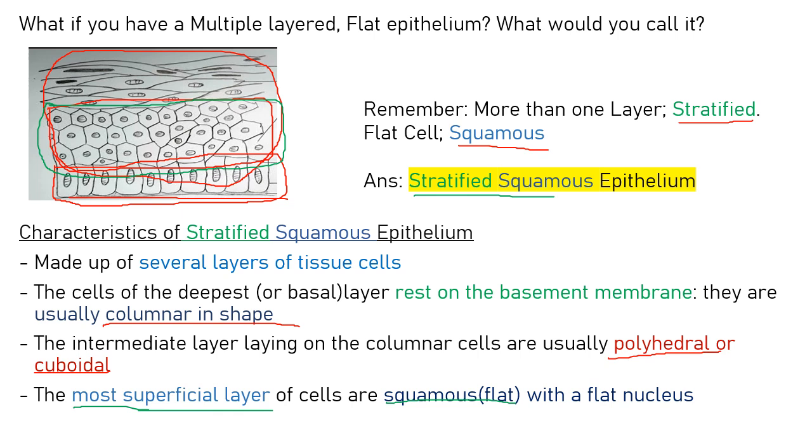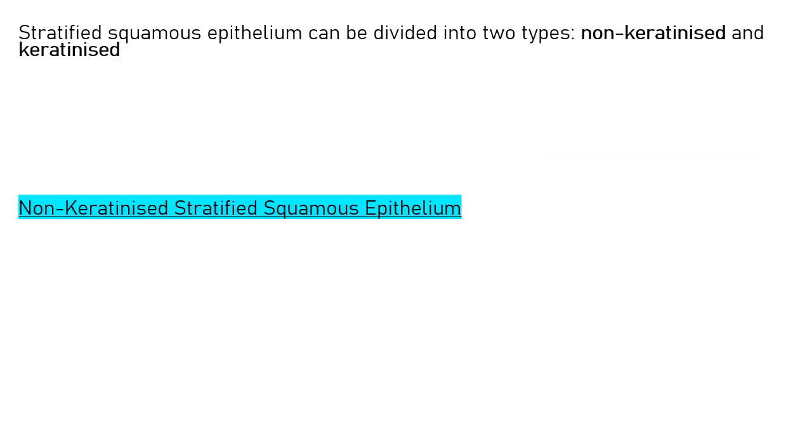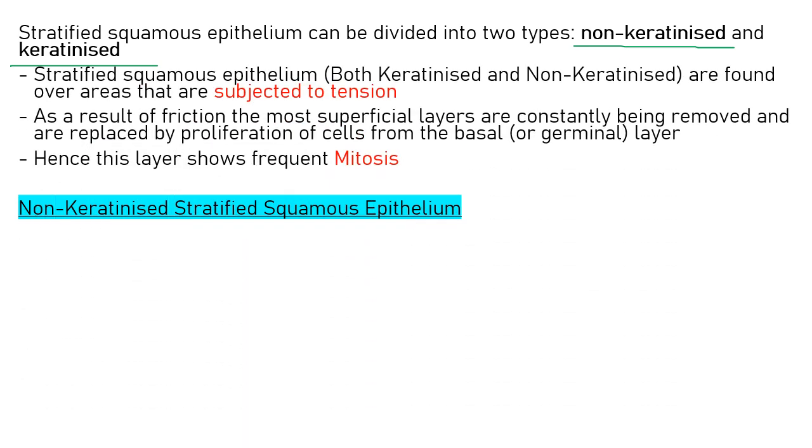Okay, right. So now, when we talk of stratified squamous epithelium, it can be divided into two types. So it can be non-keratinized and keratinized, right? So stratified epithelium is actually usually found in places which are mostly subjected to too much tension. So as you can see here, this is what I'm mentioning.